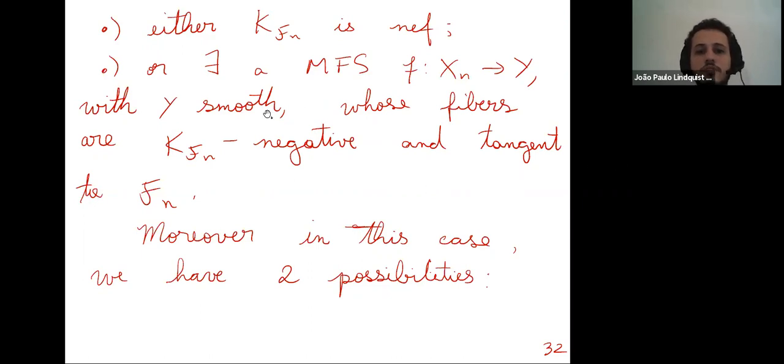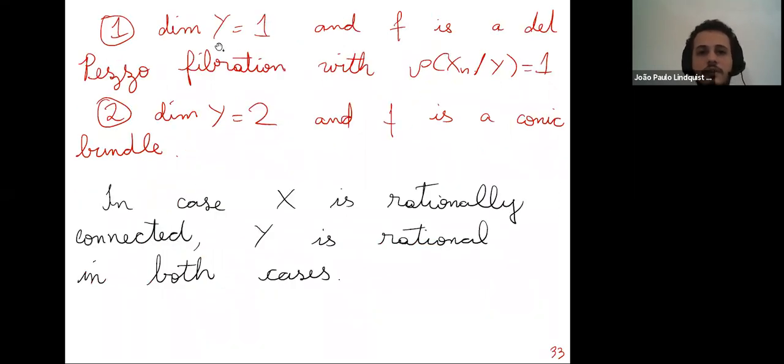Y is smooth by the classification of Mori fiber spaces of dimension 3. The fibers are K_F-negative and tangent to the foliation. In this case, we have two possibilities. Either dimension of Y is 2 or dimension of Y is 1. If dimension of Y is 1, we have a del Pezzo fibration. And if dimension of Y is 2, this is a conic bundle.